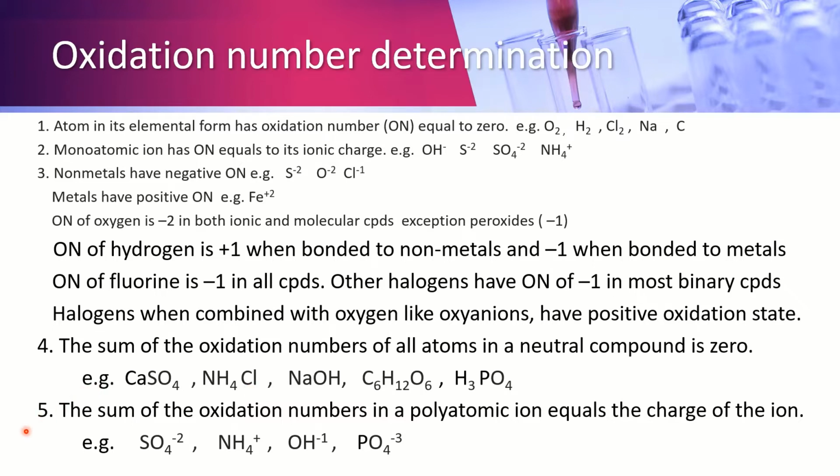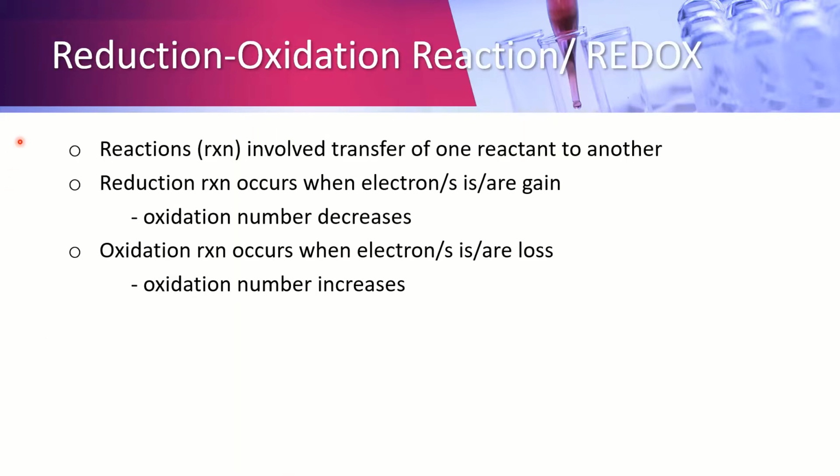Number 5, the sum of the oxidation number in a polyatomic ion equals the charge of the ion, like sulfate ion has oxidation number equal to negative 2. Ammonium ion has oxidation number equal to positive 1. Now let us go to the basics.